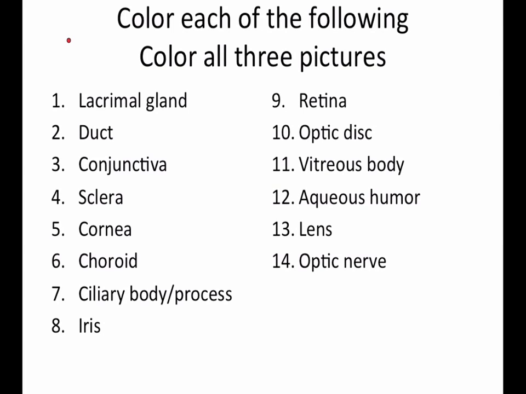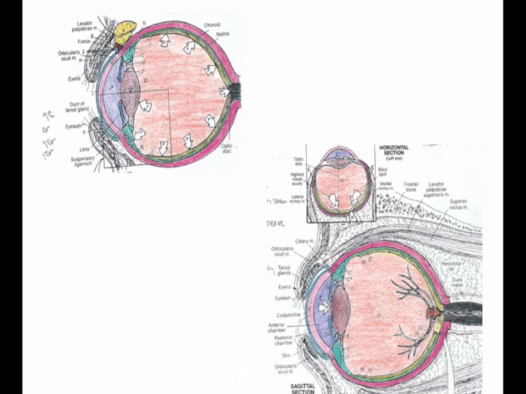Hi, this is Mrs. Reichelt, and we are moving into coloring the eye. So I would like you to pause this and take a minute to go ahead and color each of these sections. You'll have to color the lacrimal gland, the duct, the conjunctiva, the sclera, the cornea, the choroid, all of these things. I think that I even put in some diagrams.